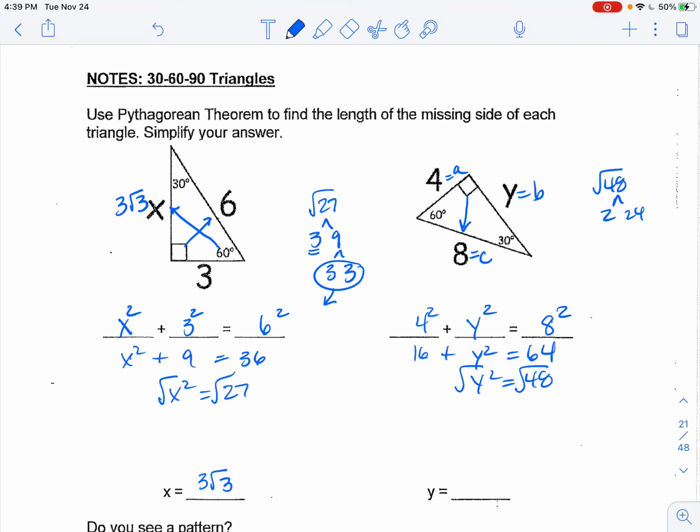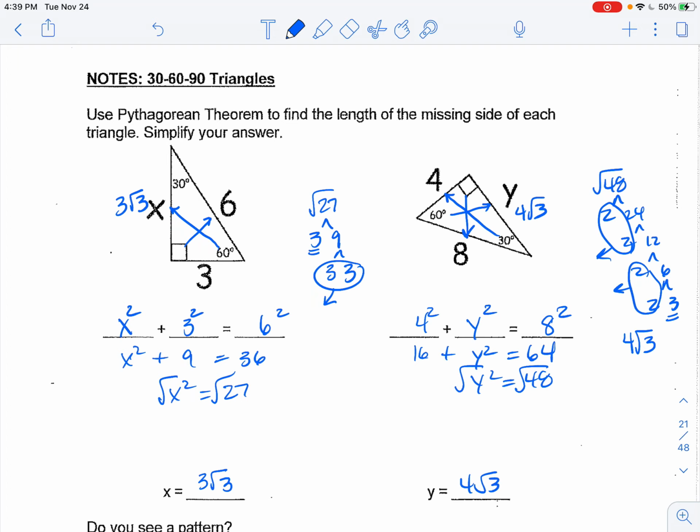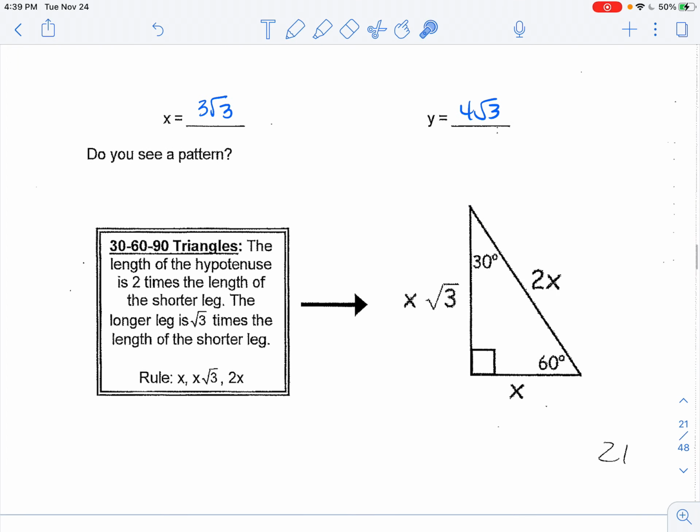All right, so the square root of 48, let's see, 2 goes in 24, 2 goes in 12, 2 goes in 6, and 2 goes in 3 times. So we have 2 pairs of 2 that come out. So 2 times 2 make 4, and the single 3 stays in. So again, let's take a look at what we've got. We've got across the 90 is 8, across the 30 is 4, across the 60 is 4 root 3. Do you see a pattern?